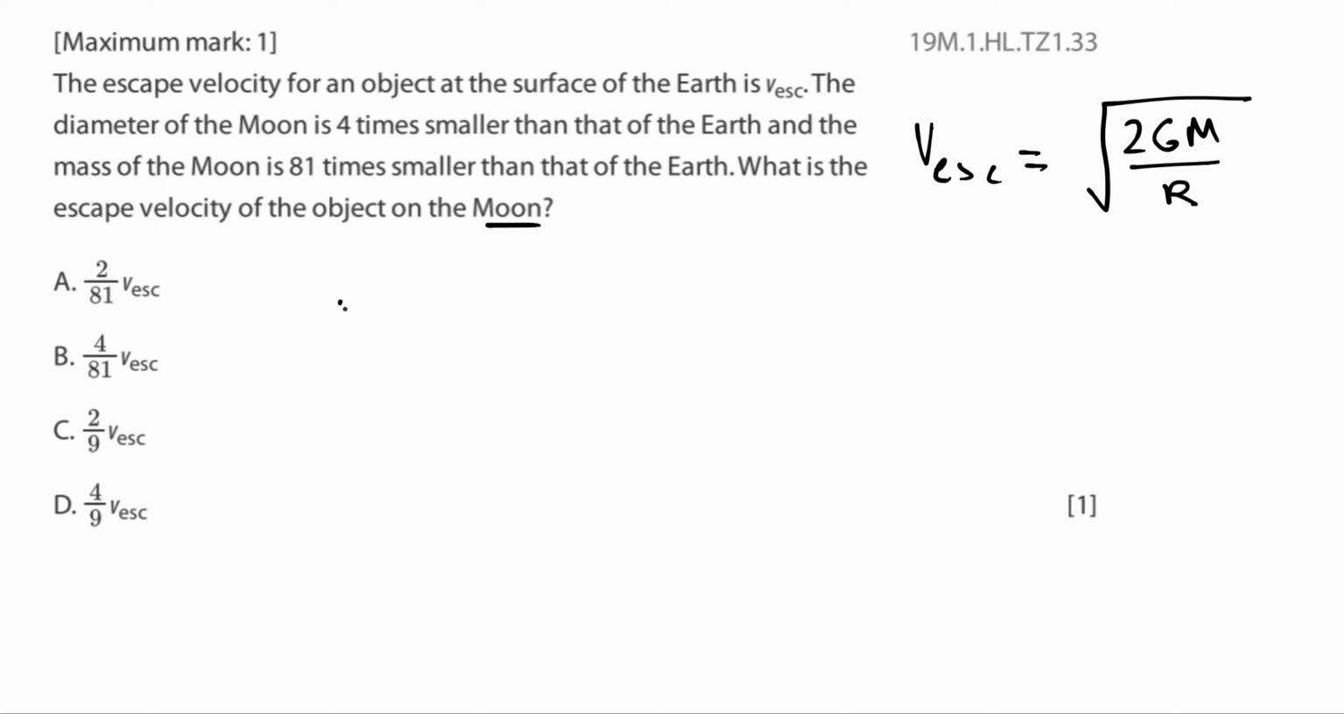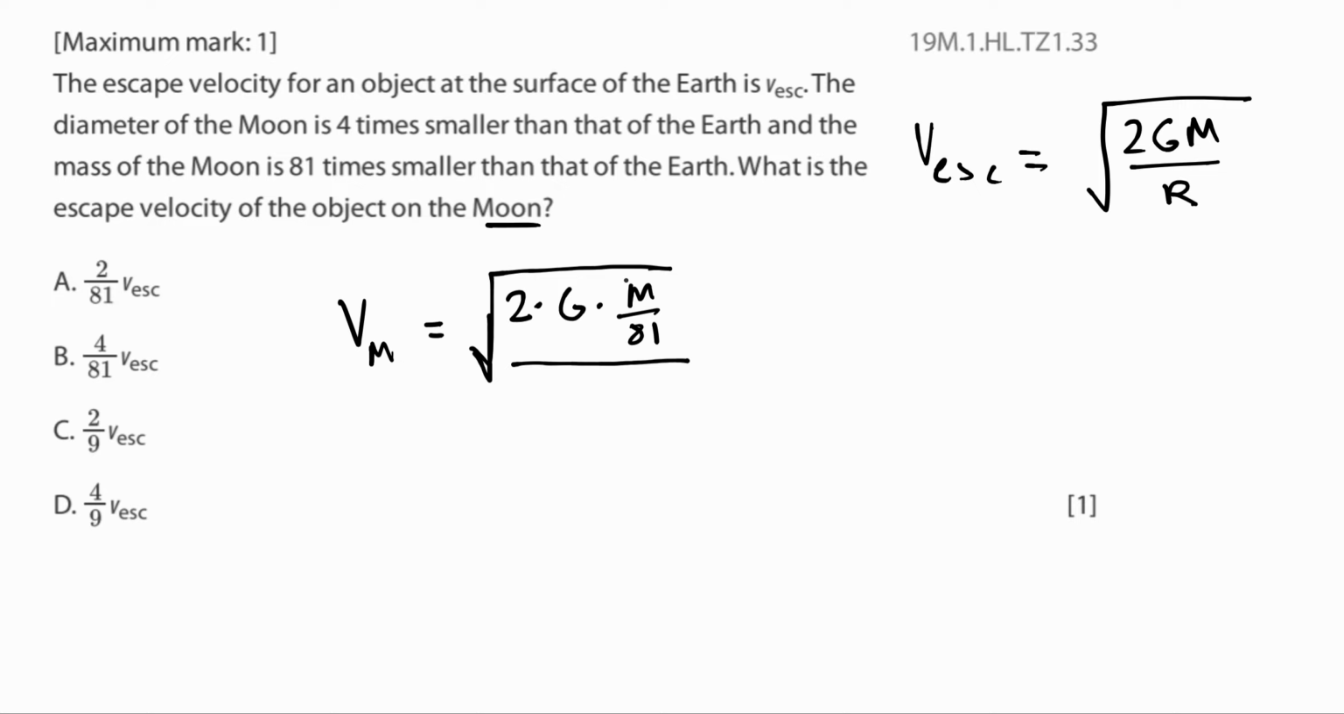Well, we can say the V moon is equal to the root of 2 times G, the gravitational constant, into the mass of the moon, which is 81 times smaller than that of the earth. So let's write the mass of the moon in terms of earth, or we could write it the other way for the second equation, but this makes more sense. So M divided by 81 over the radius of the moon, which we know is 4 times smaller than that of the earth.